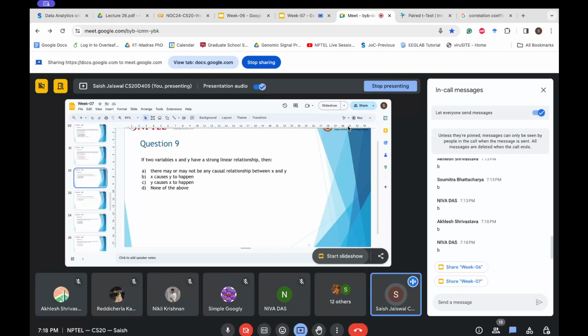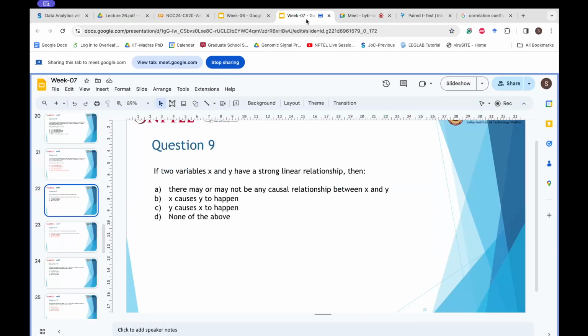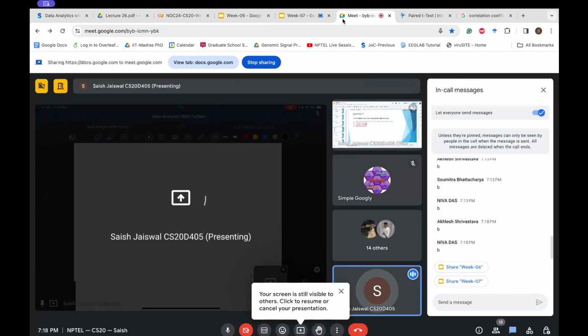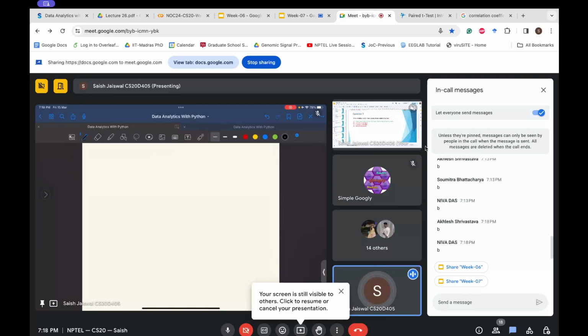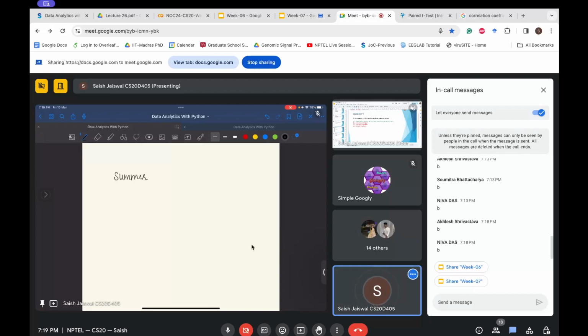So the correct answer is A. There may or may not be any causal relationship between x and y, and let me explain it to you with an example. Say I have a scenario of certain tourism. One data given to me is that as summer approaches, the temperature increases and the sales of ice cream increase.